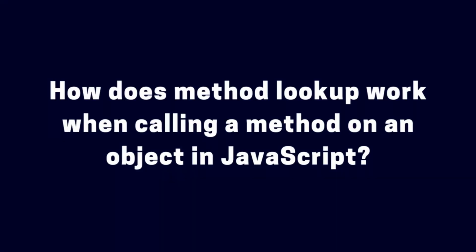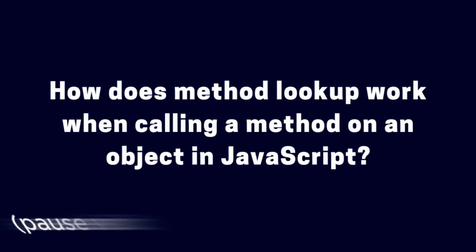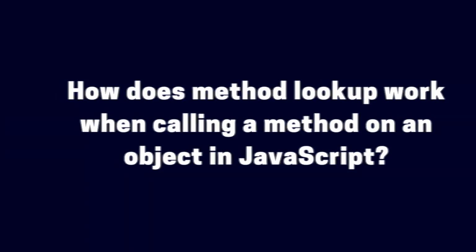How does method lookup work when calling a method on an object in JavaScript? When calling a method on an object in JavaScript, the engine first looks for the method on the object itself. If it's not found, it checks the object's prototype and continues up the prototype chain until it finds the method or reaches the end of the chain.